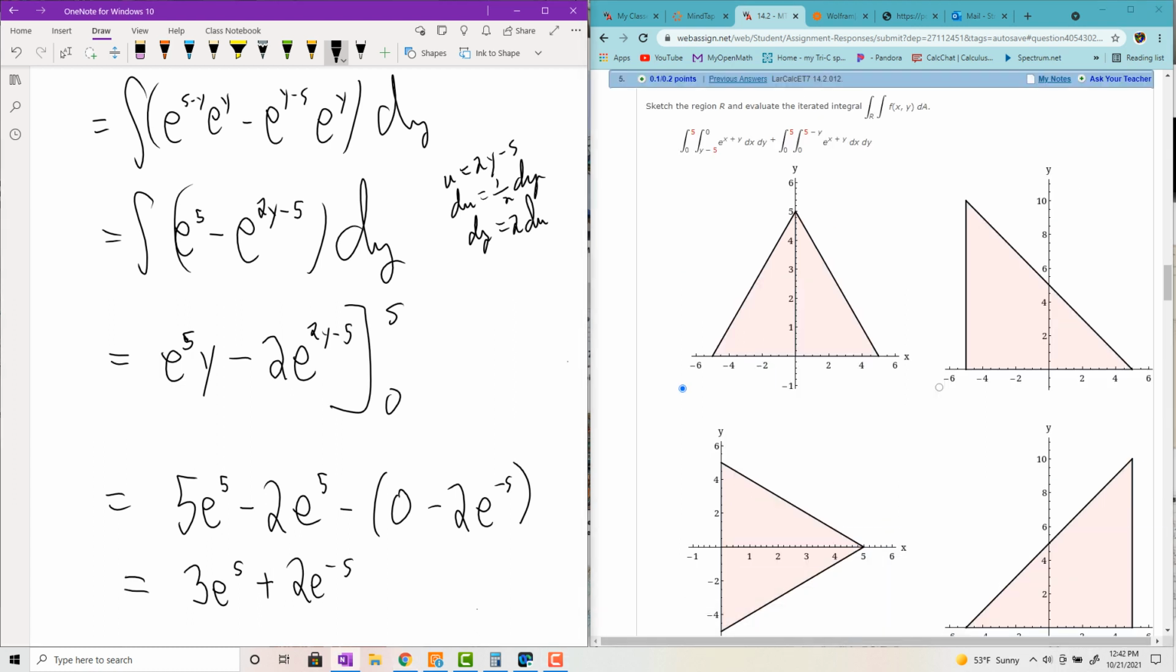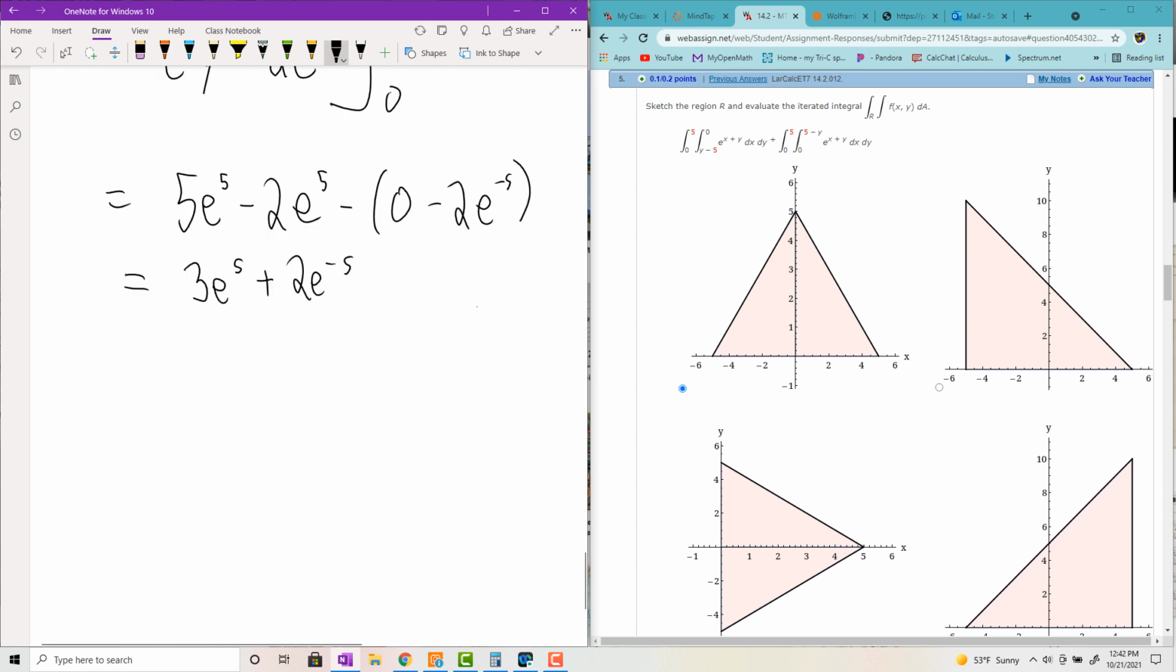Oh, I see it. This is what happens when I try to do too much in my head. This is just 2, and then the constant is 1/2, not 2. So this will be 1/2. This will be 1/2. To combine these two, I need a common denominator. So 10 halves e to the 5 minus 1/2 e to the 5 is 9 halves e to the 5, then plus 1/2 e to the negative 5.